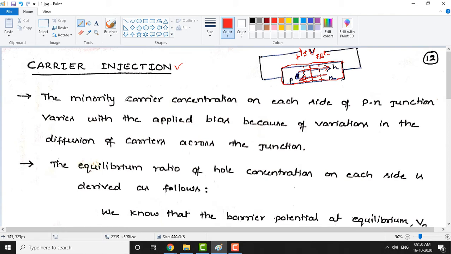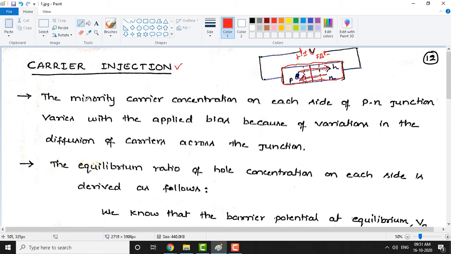Let us start with the minority carrier concentration on each side of the PN junction, which varies with the applied bias. We have focused only on majority charge carriers here, but we may also consider the minority carriers. When we apply forward bias, majority carrier movement, that is diffusion of carriers, will happen. But for the minority carriers, it will be like reverse bias. You can see here the holes get attracted by this negative terminal, and the electrons, which are minority here, get attracted to the positive terminal of the battery.